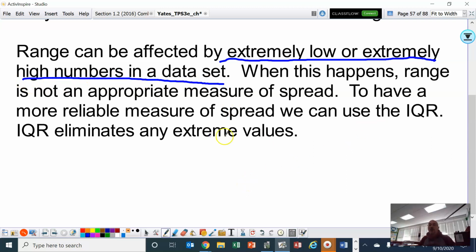When this happens, range is not an appropriate measure of spread, just like the mean would not be an appropriate measure of center. To have a more reliable measure of spread, we can use the IQR. IQR eliminates extreme values.